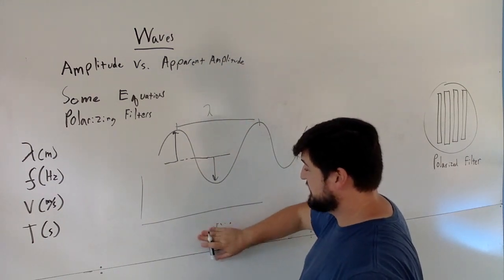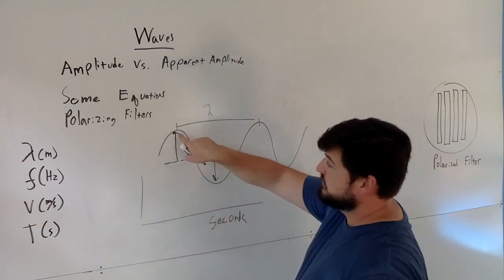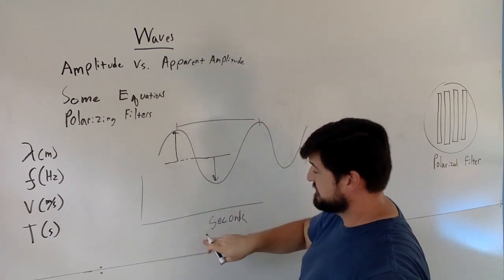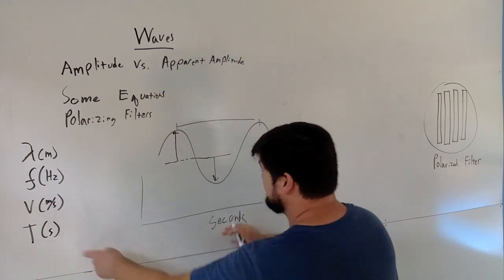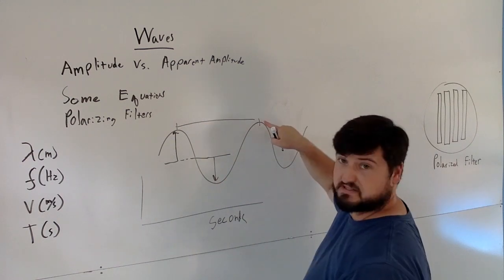If instead this was time, if this was seconds down here, that point to that point would no longer be a wavelength because it wouldn't be meters. If my axis down here was time or seconds, that would all of a sudden be my period. The time it takes to go from one spot back to the same exact spot, right?